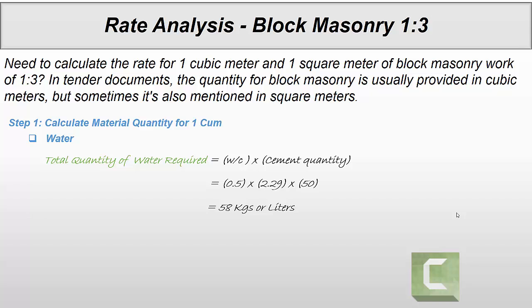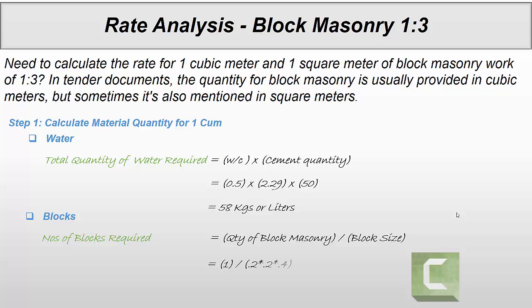Now we need to calculate how many blocks we need. For number of blocks, the formula is quantity of total block masonry divided by one block size. So 1 divided by 0.2 multiplied by 0.2 multiplied by 0.4. The block size is 200 mm by 200 mm by 400 mm, or in inches, we can say 8 inches by 8 inches by 16 inches. So total blocks required for 1 cubic meter of block masonry is 63 blocks.